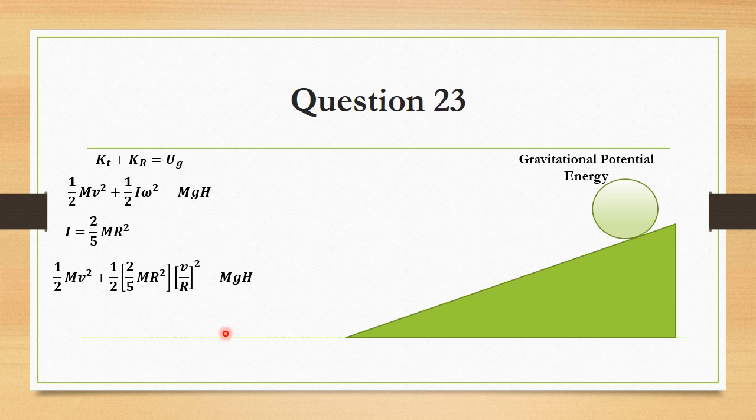We're going to end up canceling a lot of stuff. You end up with an r squared over r squared. That goes away. And there's an m in each term, so those all go away. And if you solve this for h, you get 7v squared over 10g.